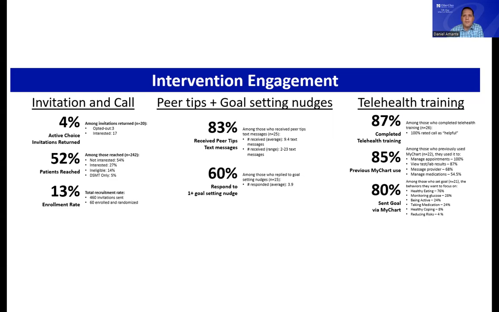In regards to the intervention participants' engagement with the peer tips and goal-setting nudges, not every intervention participant received the text message program. This was because some participants received a DSMT appointment right away, and so the intervention was not able to deliver the text messages prior to their appointment. Amongst those who did receive the peer tips and goal-setting nudges, 60% responded with at least one of the goal-setting nudges. 87% of intervention participants completed the telehealth training, with 100% of those saying that the call was helpful.